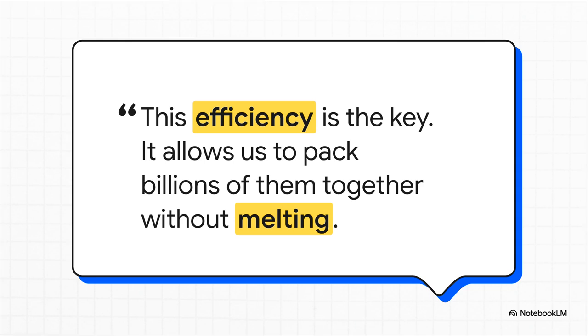Because each MOSFET uses such a tiny bit of power, you can cram billions of them onto a single chip. If you tried to do that with the old BJTs, the chip would waste so much energy as heat that it would literally melt. No joke.